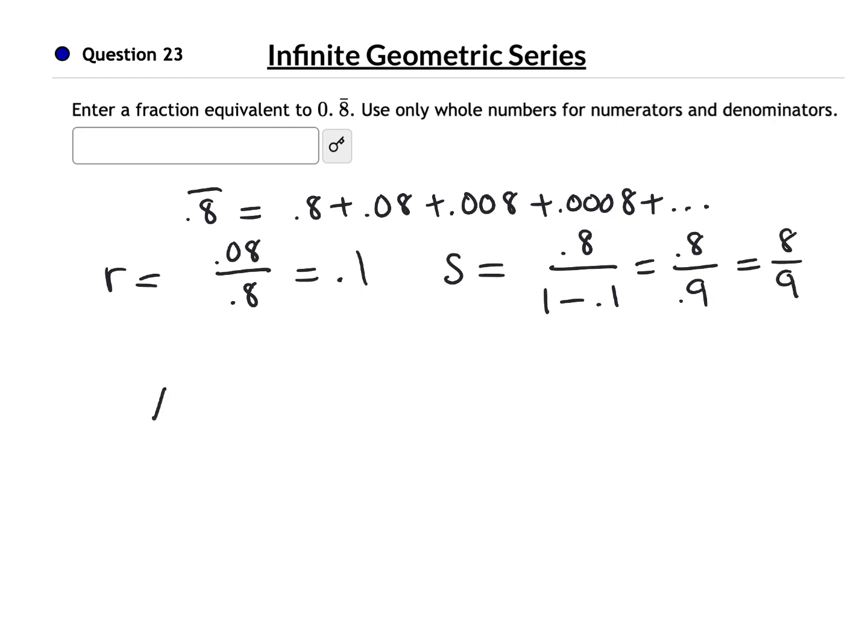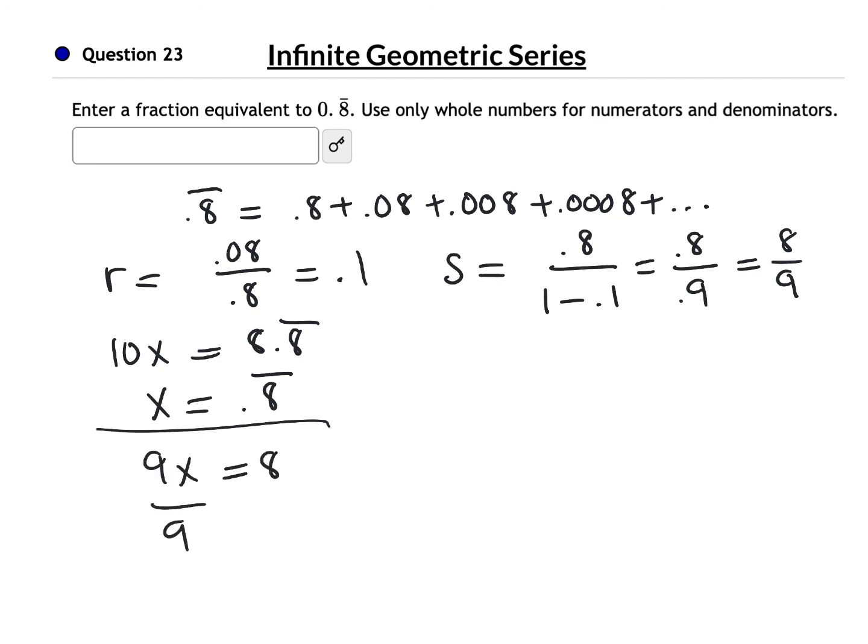Or you could say x equals 0.8 repeating and multiply by 10. Since there's one place that repeats, 10x equals 8.8 repeating. And this would be 9x equals 8. Divide by 9. x equals 8/9.